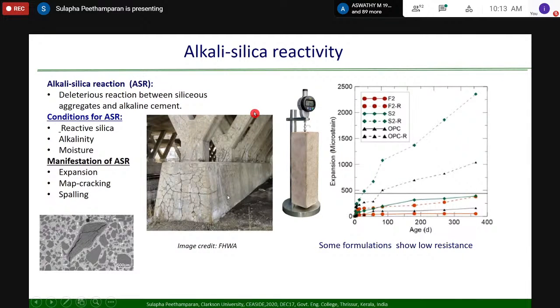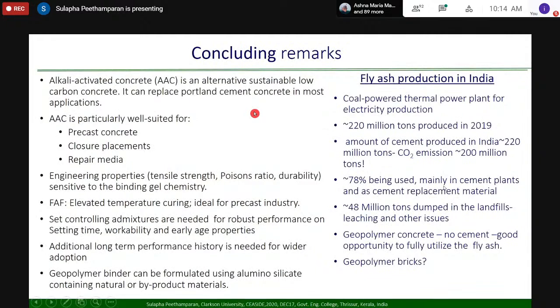So what is the resistance of this geopolymer concrete to ASR? We are seeing a good resistance. This is how we measure the expansion of the concrete sample, and if this expansion is lower than a certain limit, it is not susceptible to ASR. Some of these mixtures are showing some expansion. That means we need additional data. That is where a lot of research is going on, and we need to resolve that also.